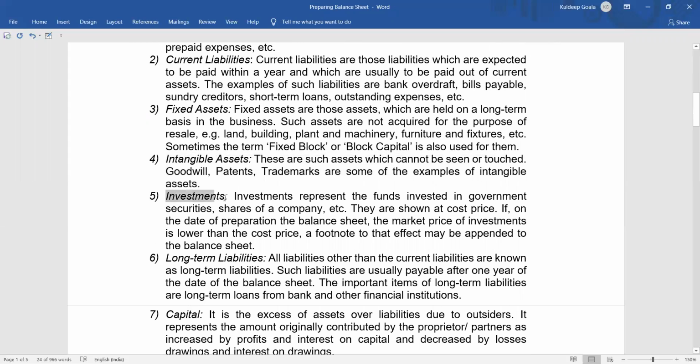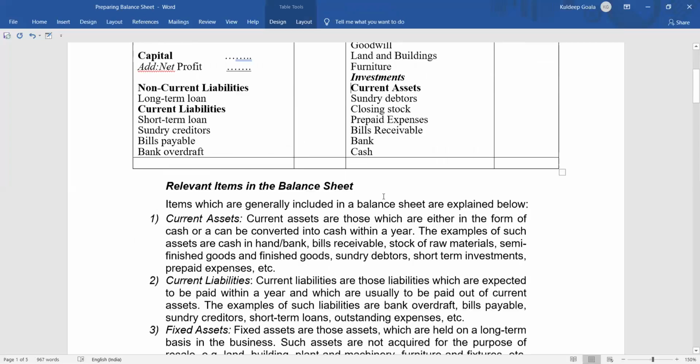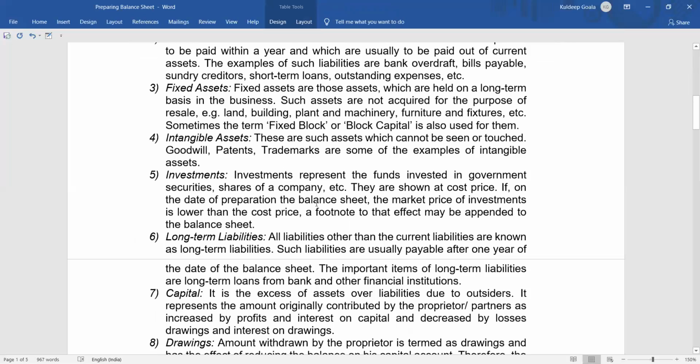Then we have investments. Investment can also come here. Here it is not mentioned. I should mention it here. After fixed assets, investment is itself a heading. Investment will come here. So all these things are there.